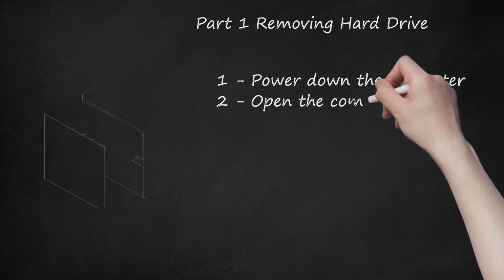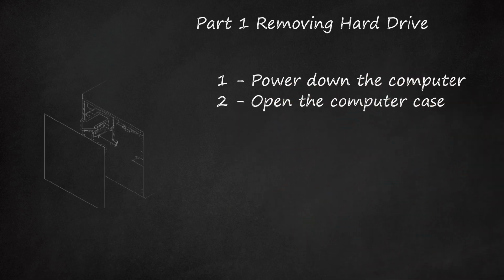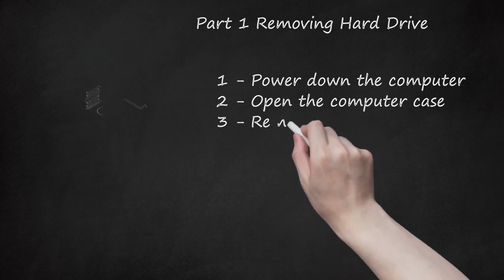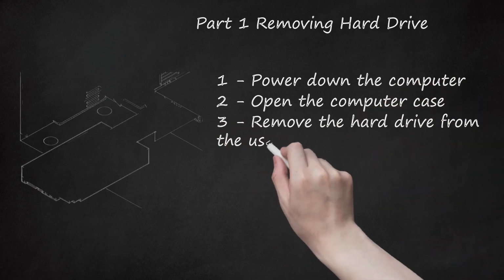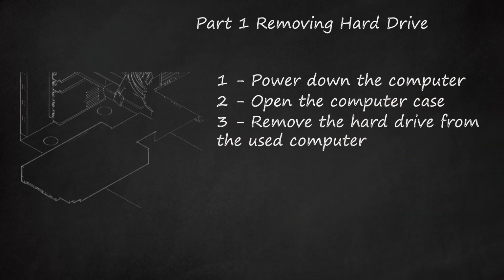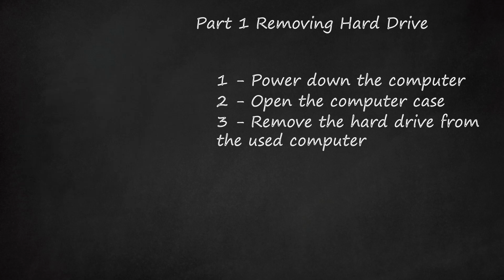2. Open the computer case. Most computers' cases can be opened by removing screws that hold the case together. 3. Remove the hard drive from the used computer. After the portion of the case is removed that harnesses the computer components, the SATA and power supply cables must be disconnected. After they are removed, the hard drive may physically be removed from the case.